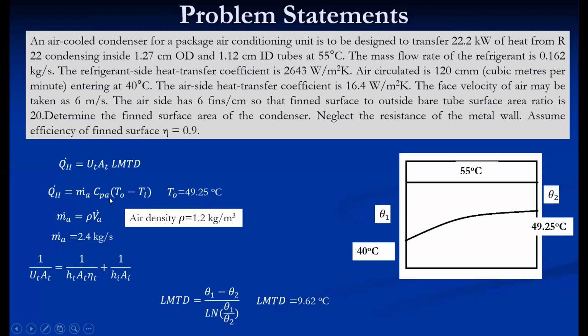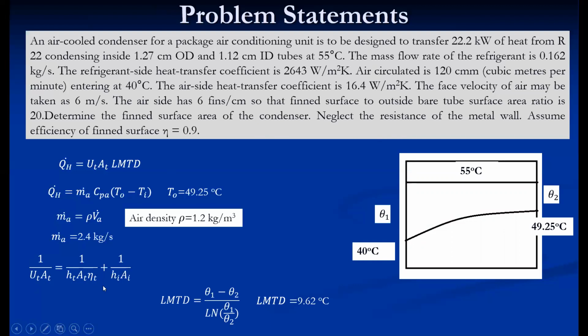So this is a finned tube, and there are two resistances we consider. So 1 upon U_T A_O is equal to 1 upon h_o A_T eta_T, because this fin efficiency is also given, plus the inner side heat transfer coefficient. As on the inner side there is a refrigerant, there is no question of fouling.